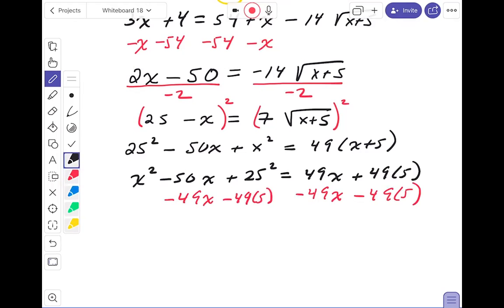All right, what do you get? x squared minus 99x equals 0. I got some arithmetic to do, don't I? Let's put this down the side for you. I'm going to put 25 squared down for you. What's 25 squared? It's 25 times 25.